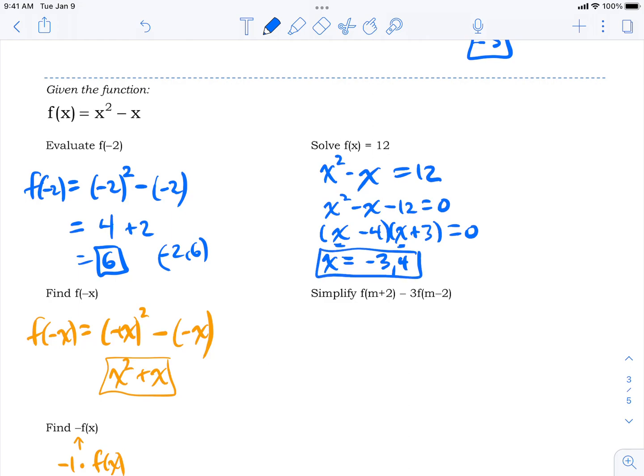So if we were to graph this thing, there would be a point, x is negative 3, y is 12. You would also find a point, x is 4, y is 12. It looks like this. So if you were to graph that function, you would see these 2 points on it. Okay, and then we save the best one for last over here, of course.